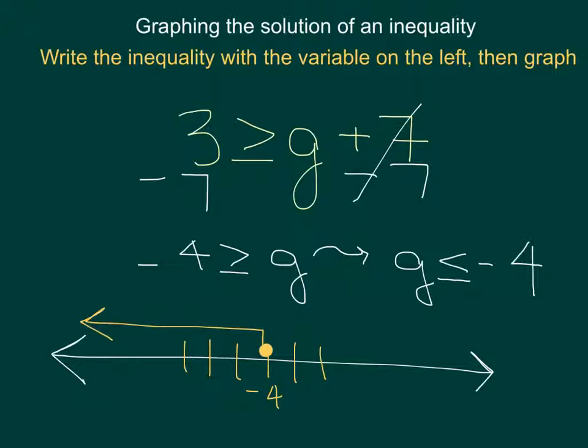So now if we picked a number and we went back and checked, we should be able to pick any of the numbers that are underneath here. So let's pick negative 8. So if we go back and we plug in negative 8 for g, we are left with 3 is greater than or equal to negative 1, and that would stand true. So this would be your graph.